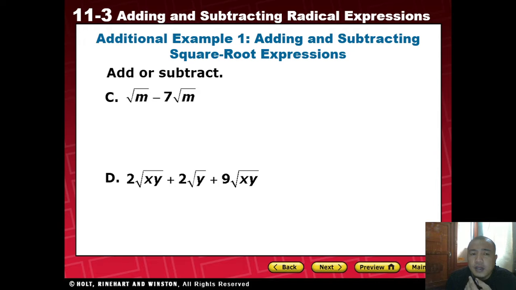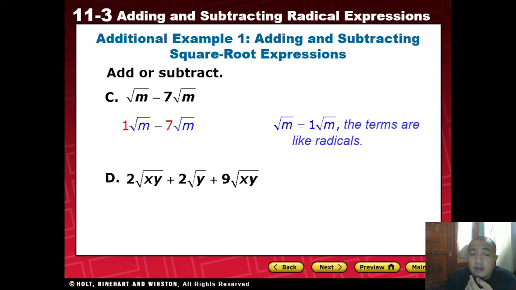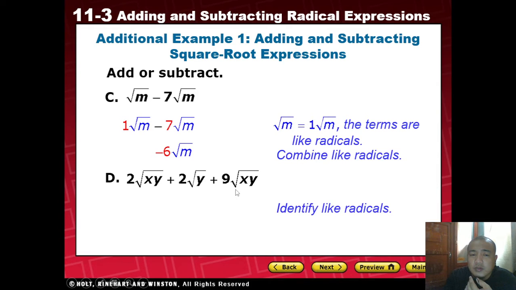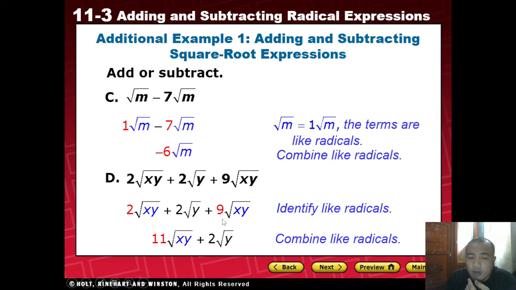Next, letter C: square root of m minus 7 square root of m. That means they are like radicals. So subtract 1 minus 7, which is negative 6. Negative 6 square root of m. And in letter D, only two addends are similar, so we just add 2 and 9, that's 11 square root of xy, plus the unlike radical, which is 2 square root of y. So the answer is 11 square root of xy plus 2 square root of y.